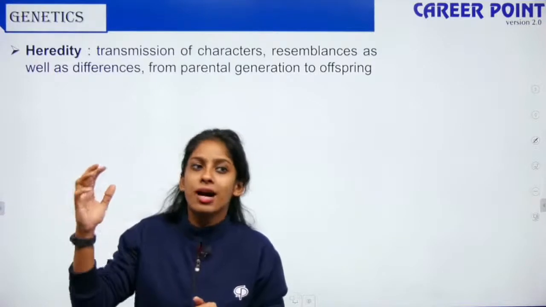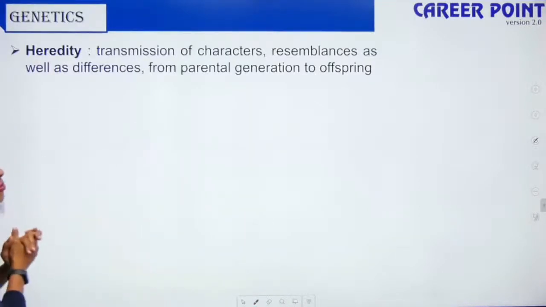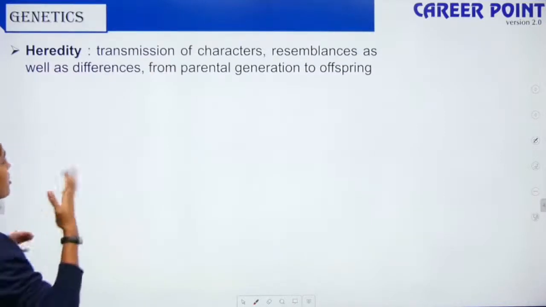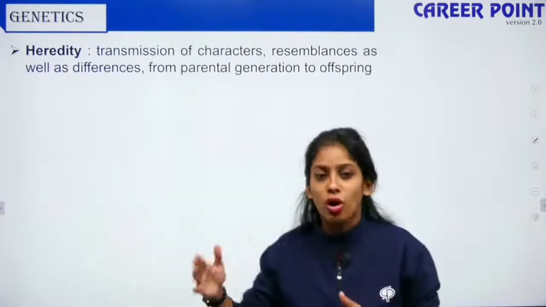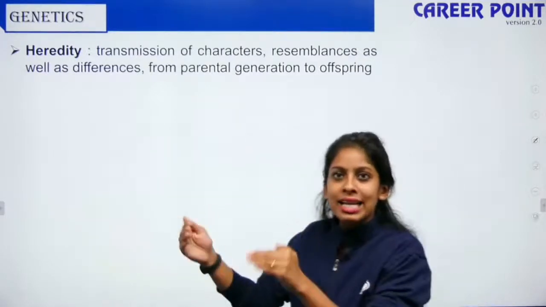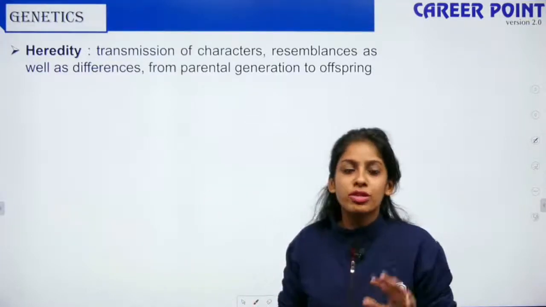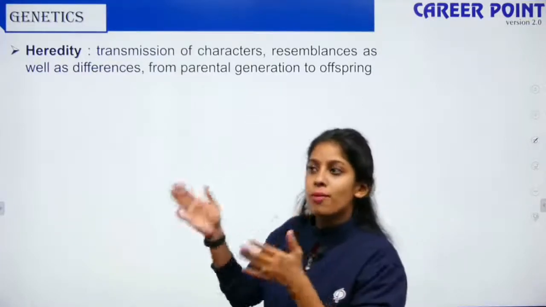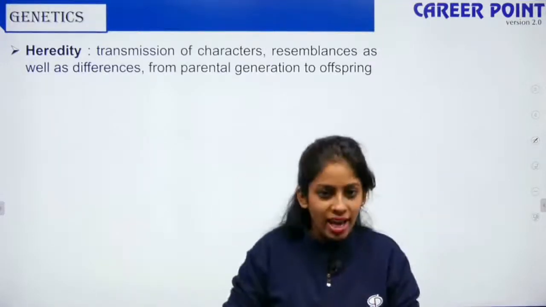Why? What is getting passed down generation after generation? That is your transmission of character. That is what is known as hereditary. So it is resemblance as well as differences from the parental generation to the offspring. I am not exactly identical to my mother. Yes, I have resemblance as well as differences from my mother. So that is why my mom and I are not identical, right? This term is known as hereditary.